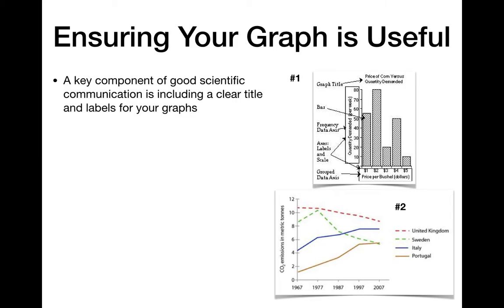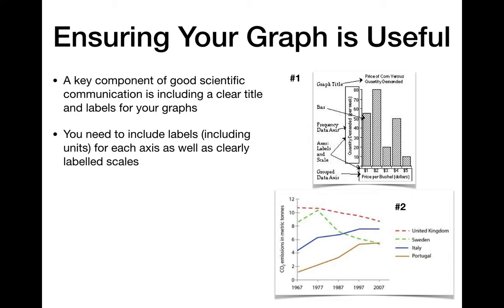So you need to make sure, for your communication grade and for scientific communication in general, that every single graph you use has a clear title and labels. Your labels for every axis need to include the units and a clear scale. If you do a graph digitally, they'll do that for you, but you need to include the units here. Okay, so here you have CO2 emissions in metric tons. They have the units there.